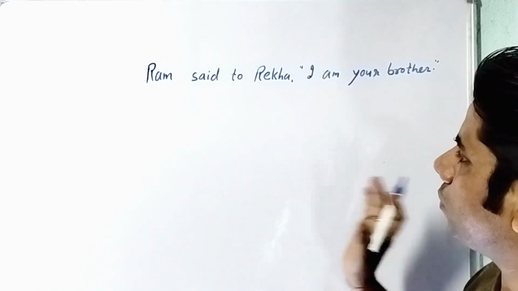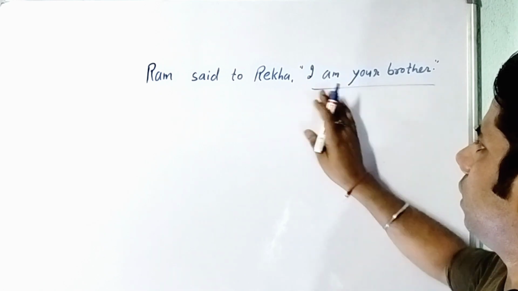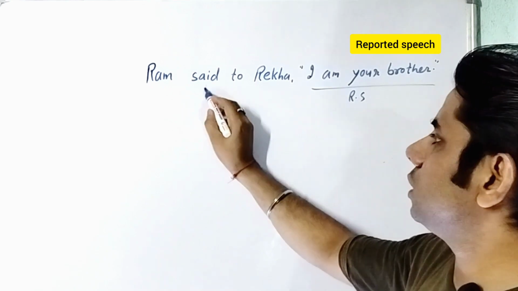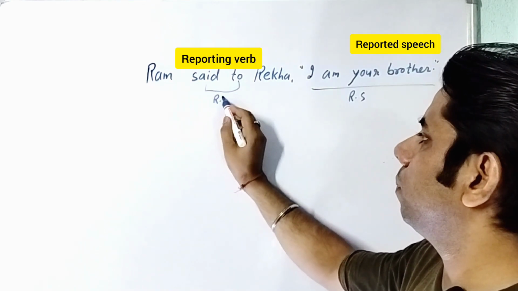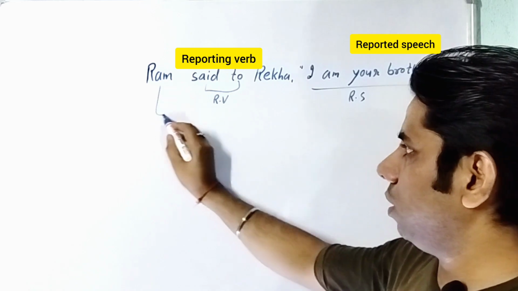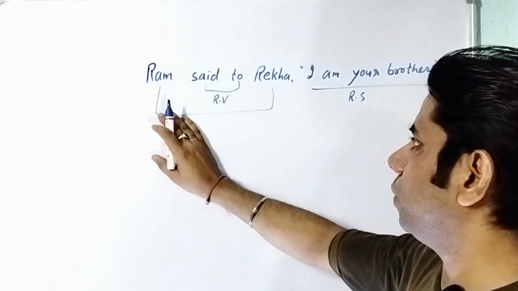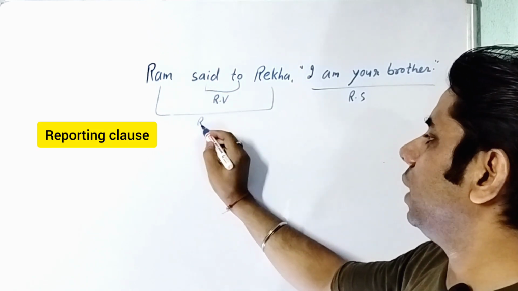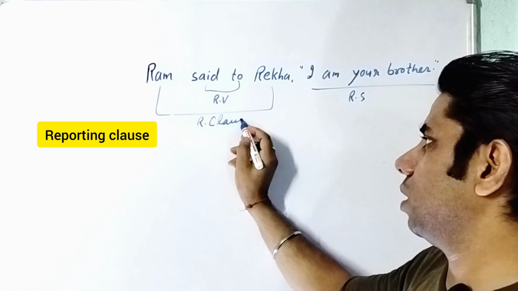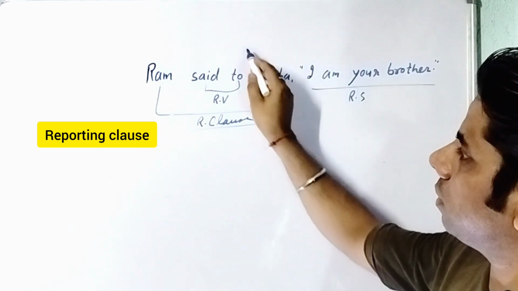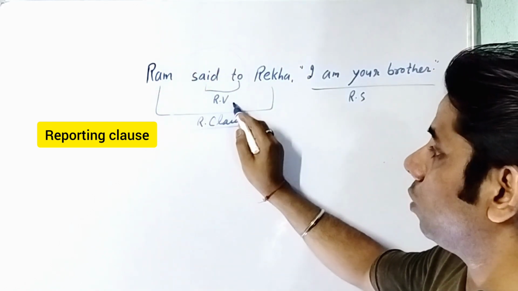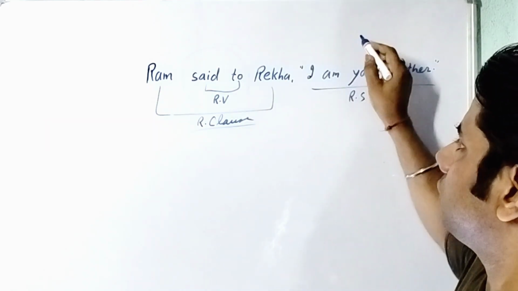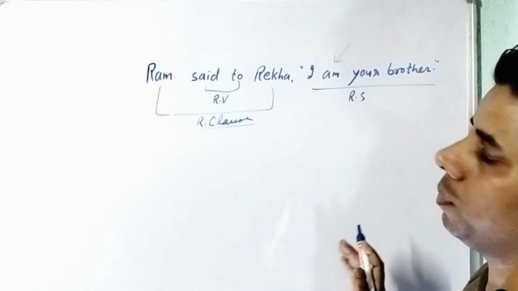At first you have to focus on this part. This part is known as the reported speech, and this part is known as the reporting verb. And this group of words is known as the reporting clause. Okay, listen, when you see the reporting verb, if the reporting verb is in past tense, then the verb of the reported speech will be changed.